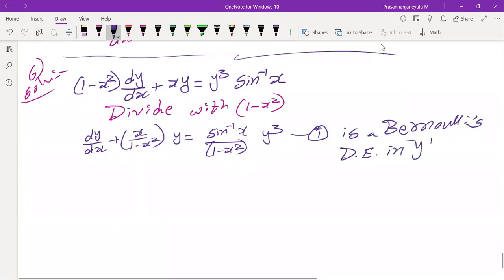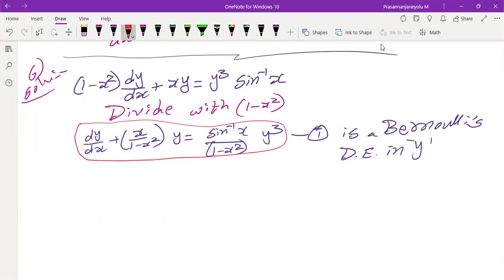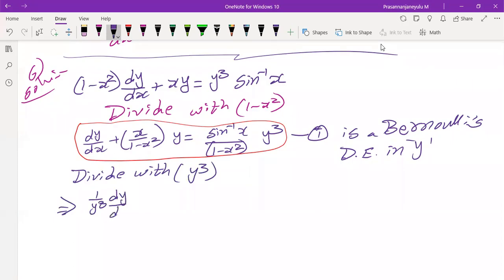So whenever it is a Bernoulli's differential equation in the y variable, what do we have to do? On both sides, we have to divide with y cube. Divide with y cube, not 1 by y cube. If you want to say 1 by y cube, then multiply with y cube. So that is important. Then we get 1 by y cube into dy by dx, plus x by 1 minus x square into y by y cube, which is 1 by y square, is equal to sine inverse x by 1 minus x square.